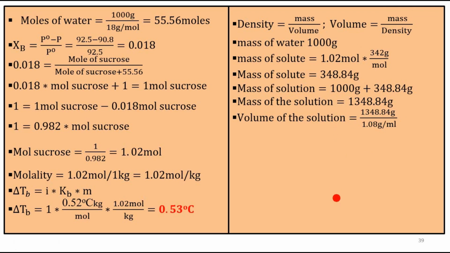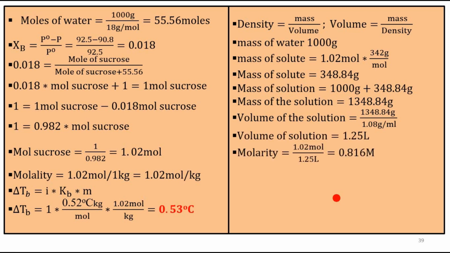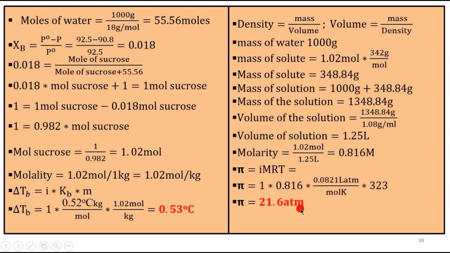In this case, after getting the volume of the solution, we determine the molarity by taking the moles, dividing with the volume of the solution, you get this molarity. After getting the molarity, then you calculate the osmotic pressure by replacing the values, then we get the osmotic pressure, which is equal to 21.6 atmosphere.